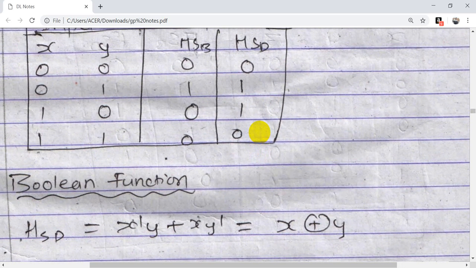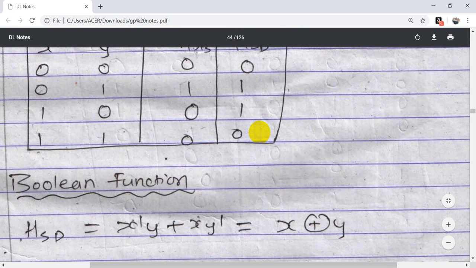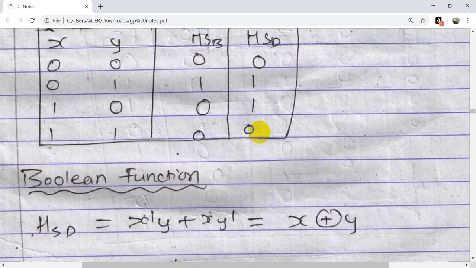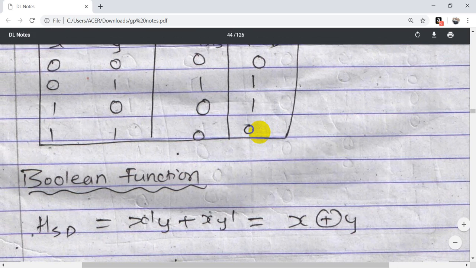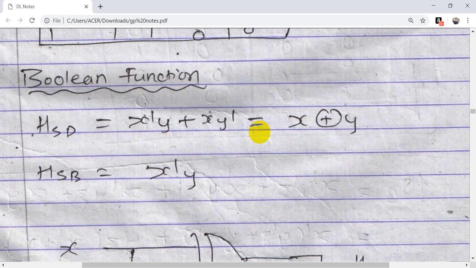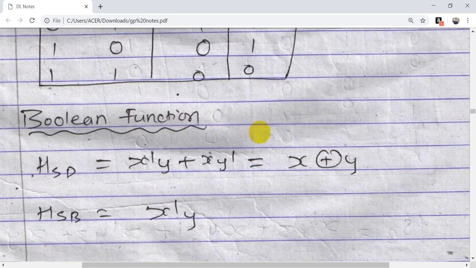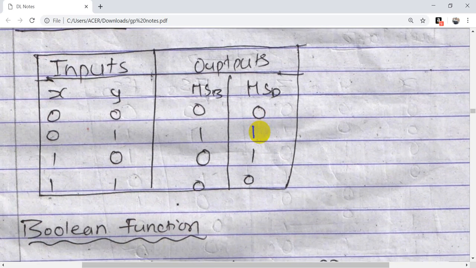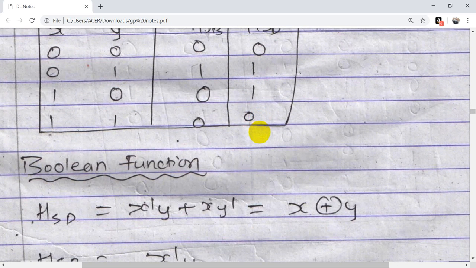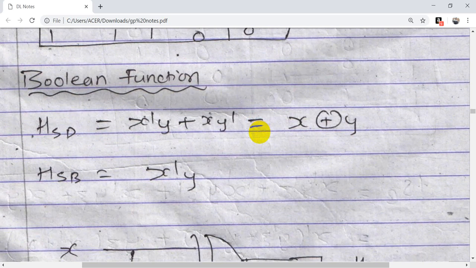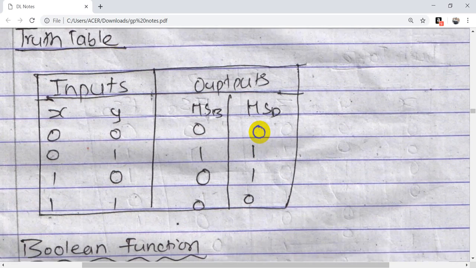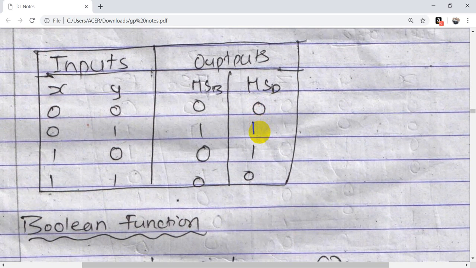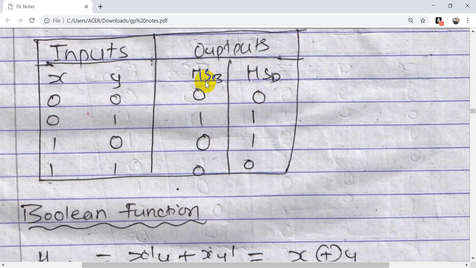XOR gate means the expression X complement Y plus X Y complement. We can write the relations for outputs in terms of inputs, X XOR Y. For borrow there is only one 1 here.